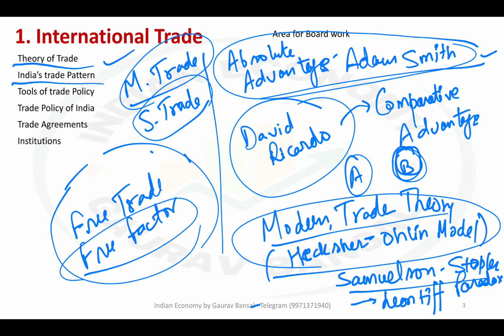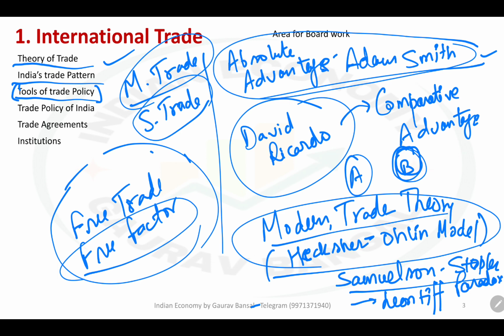Okay, software is already one of the very big exports from India, so you should be aware of that. Textile is one of the most traditional exports from India, a big export. Then we come to the tools of trade policy. In the tools of trade policy, we study how a country can use various custom duties, anti-dumping duties, etc. to its advantage to prevent the distortion of trade, to support the domestic industry. So that is what we study.